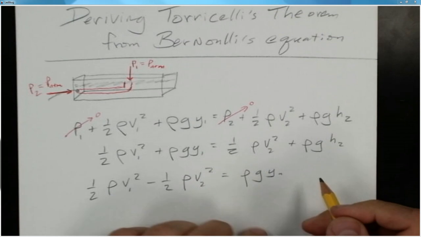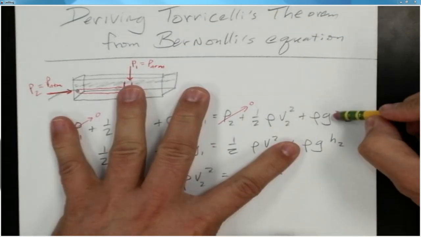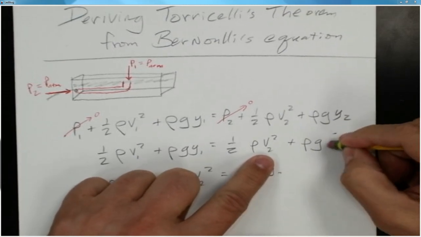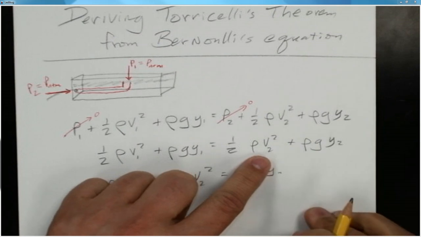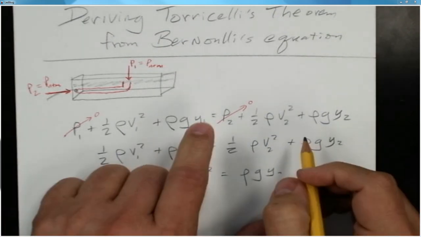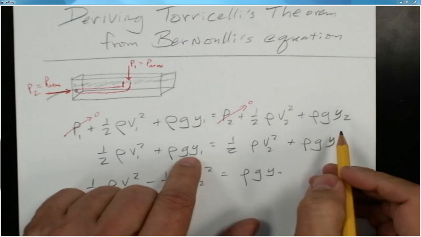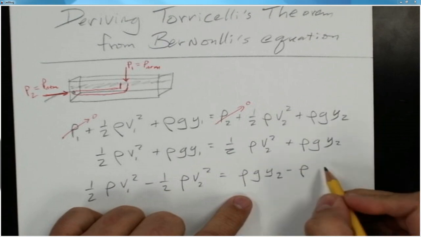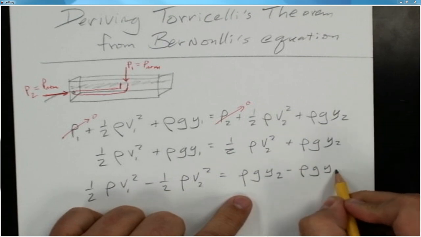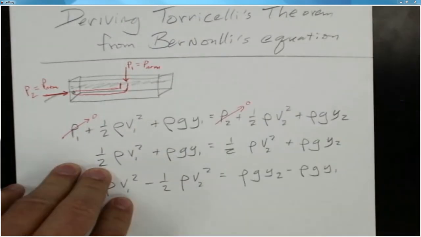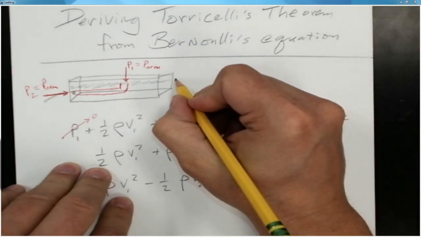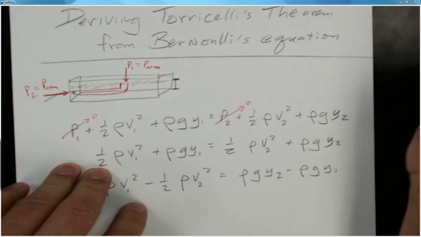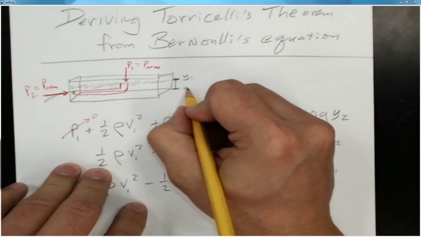Wait a second, I've confused myself. Why did I say y here and h here? I know why, but let's be consistent. Let's call it y in both cases. Sorry about that. That's confusing, but hopefully that makes sense. If I'm going to call this y1, I should call this y2. So then this would be rho g y2 minus rho g y1. y1 is how high up you are. So this would be y1, and this would be y2.